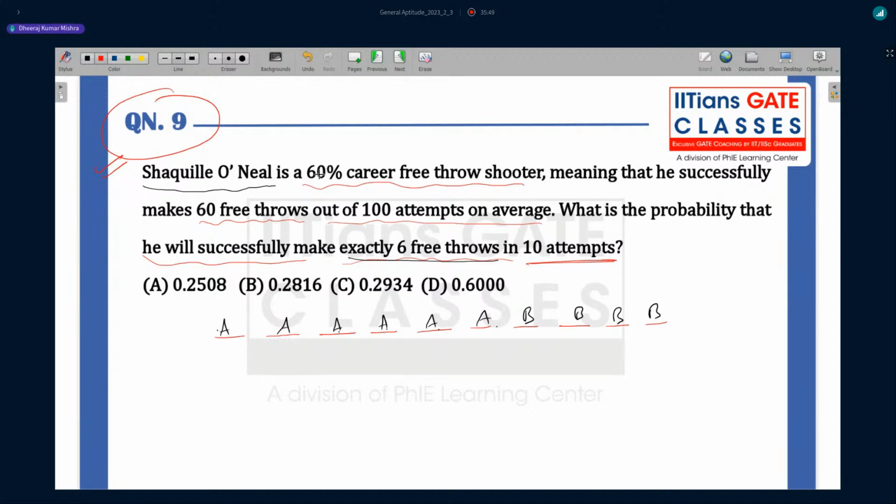What is given here is that for a free throw the probability is 60%. So for each such throw there is a probability of 0.6. And if it is not successfully a free throw, that is going to be 0.4, because the total probability should be 1. So 0.4 for each of those.